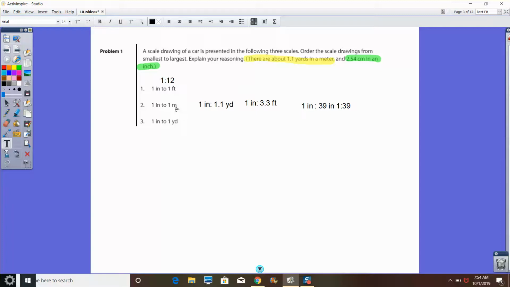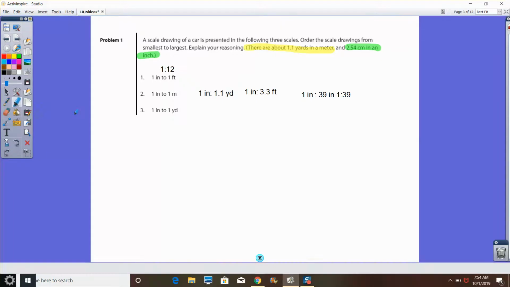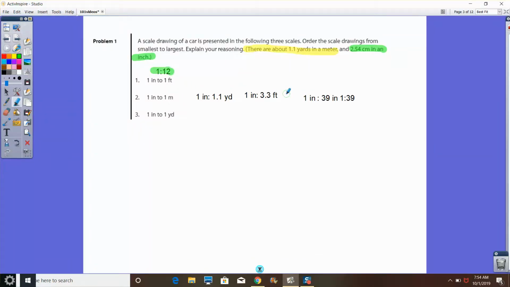1 inch to 1 meter, 1 inch to 1 yard. So again, what it's saying is, what's the scale drawings from smallest to largest? If you were to draw in these 3 scales, which one would be the largest drawing, okay? Well, which one is the closest to the real life distance, okay? Here's a hint. 1 to 12 will be the largest one, okay? I'll let you decide between 2 and 3 which one is going to be the smaller of the 2.